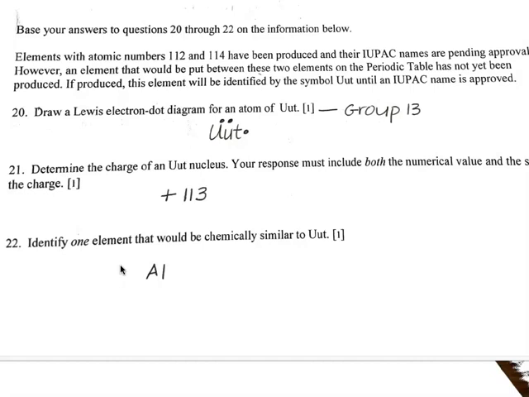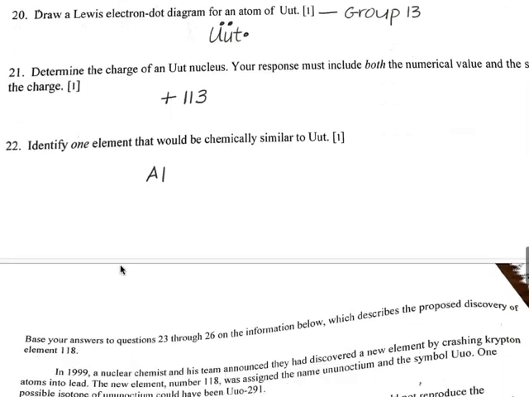It says include both the numerical value and the charge. So if you just write number 113 with no plus sign, you will not get credit. Make sure you're reading the directive. Identify one element that would be chemically similar to UUT. We've said this probably 5 times already. Chemically similar means same group, same valence electrons. So any other element in group 13 you could write and you would get credit for. I just happened to pick aluminum.